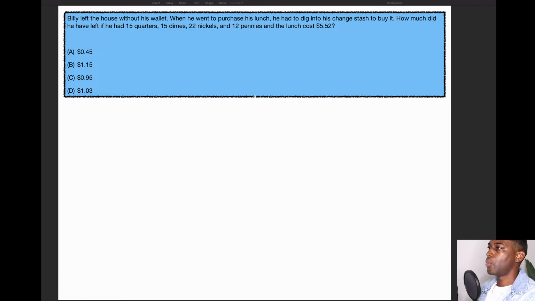So when he went to buy his lunch, he had to dig into his change stash. How much did he have left? He had 15 quarters. How much is a quarter worth? $0.25, right? So let's multiply, because we want to know the worth of 15 quarters that are worth 25 cents each.